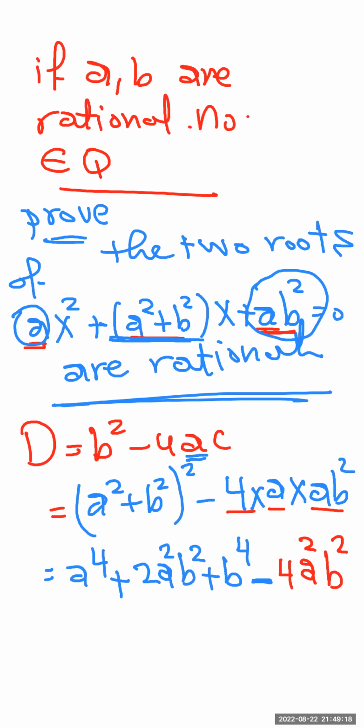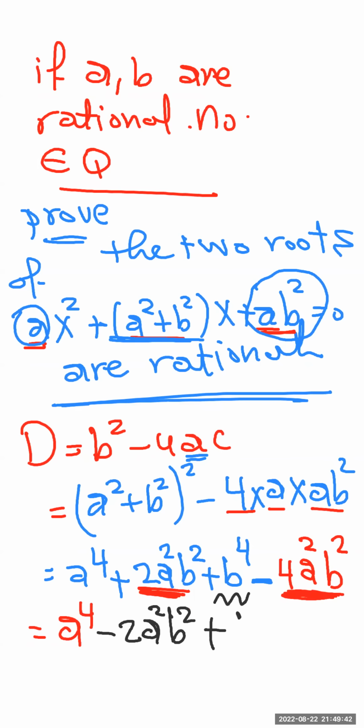Okay, that's great actually. So now simplify the terms. A to the power 4, 2a squared b squared, 4a squared b squared, like terms, 2 minus 4, so it will become negative 2a squared b squared, then plus this term b to the power 4.